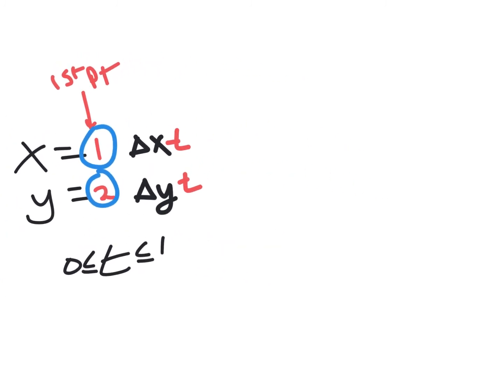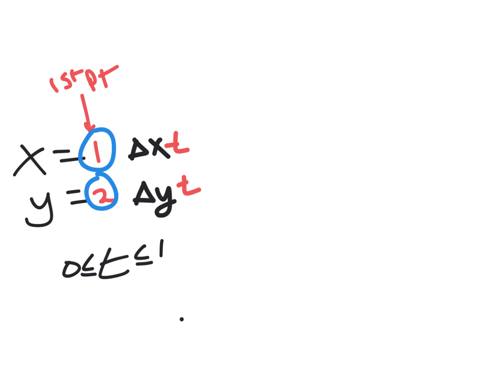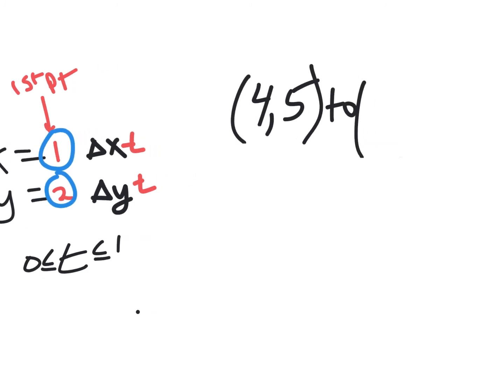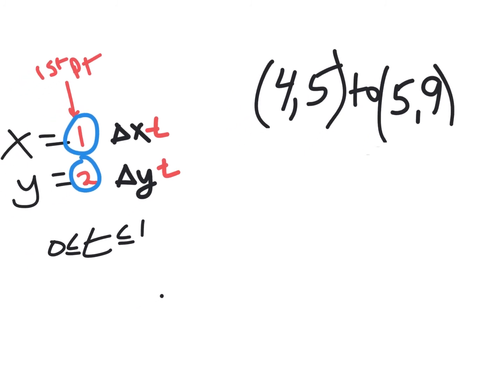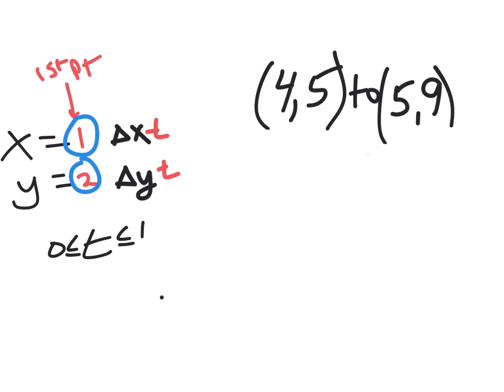So let's use this little formula and see if you've got this. I'd like you to take 4 comma 5 and go to 5 comma 9. Would you please write me a directed line segment parametric equation? I want to impress your mom and dad tonight.